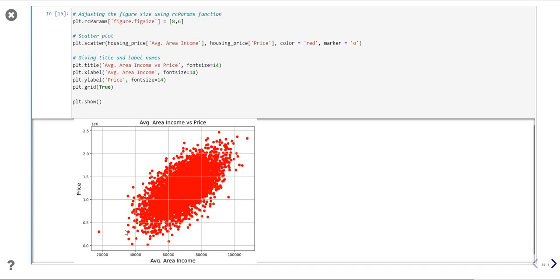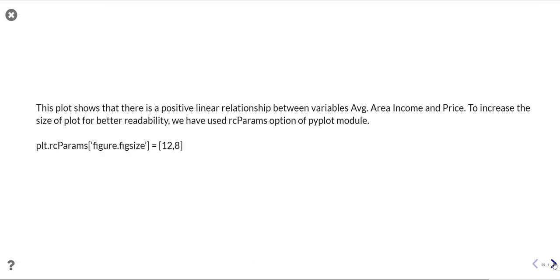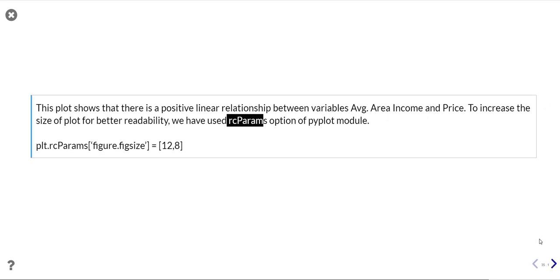Negative means you'll see the other way around. It will be decreasing, right? These are the things that we were actually trying to see. Any question up to this point? All okay? This is what we have actually discussed just now, and also the rcParams option to set the figure size, so it's not a problem.